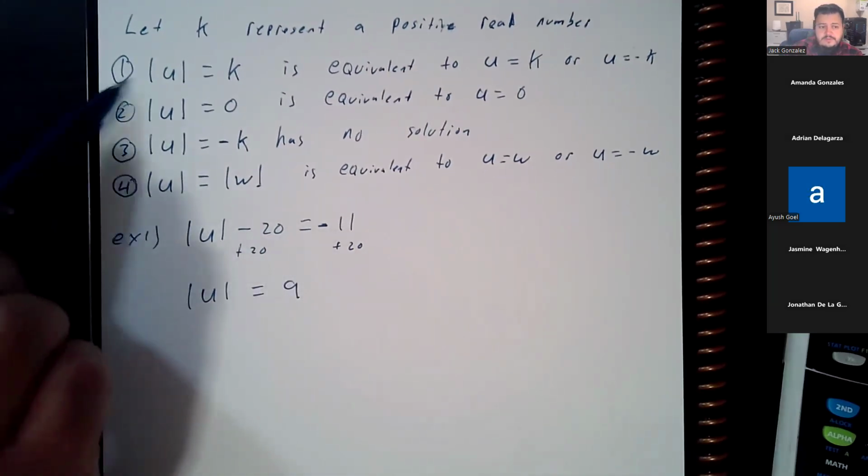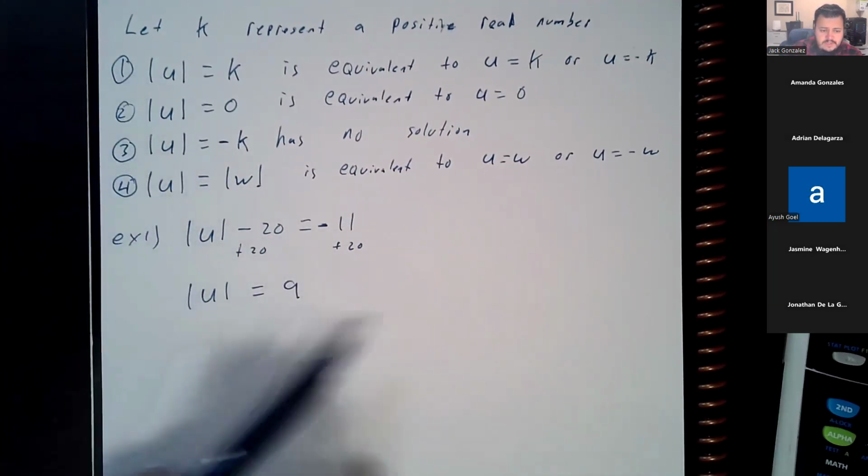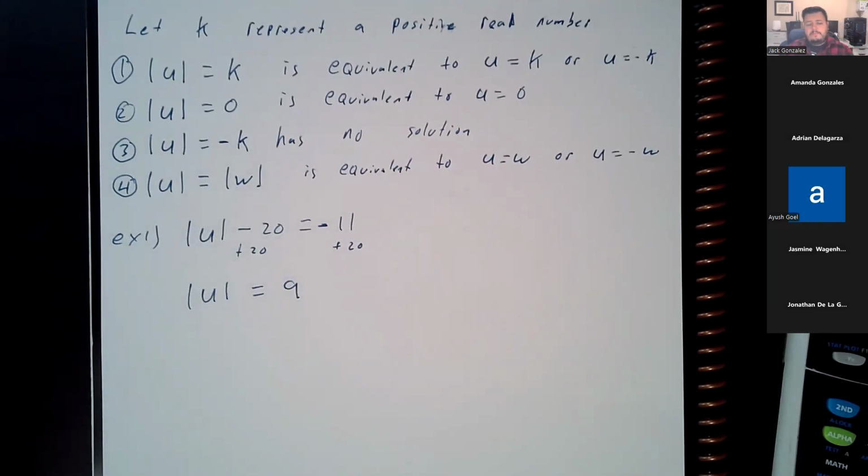These are the properties we're going to use. And I'm going to record this and scan the notes. Okay. So I'll send them to you either after class or tomorrow morning.